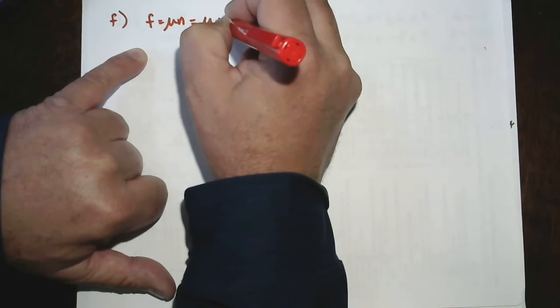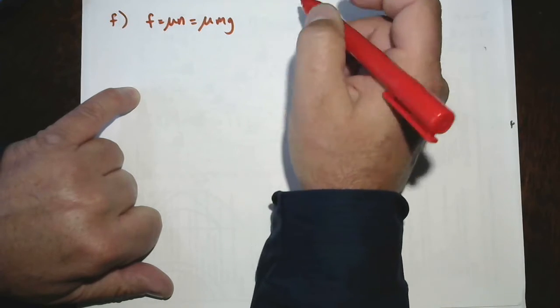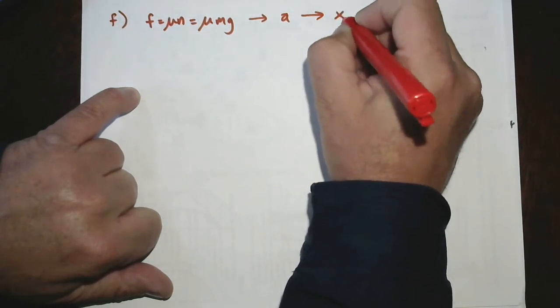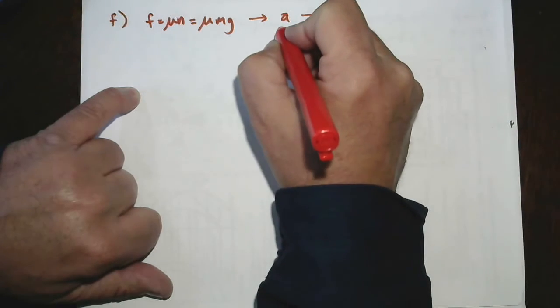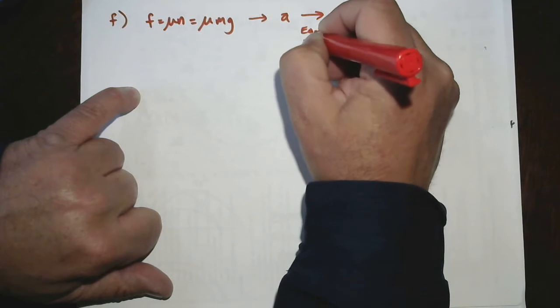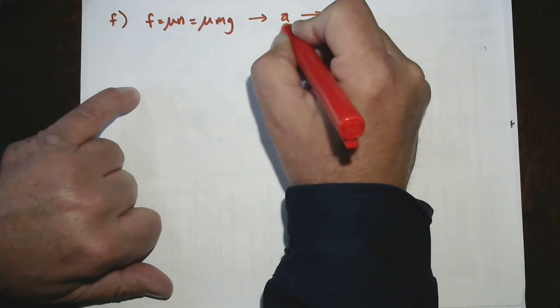The force of friction is mu times the normal, which is mu times m times g, because this is on horizontal ground. And from that force, I can get an acceleration. And from that acceleration, I can find the distance slid. But to do that, you would use the equations of motion. And the equations of motion assume that the acceleration is constant.